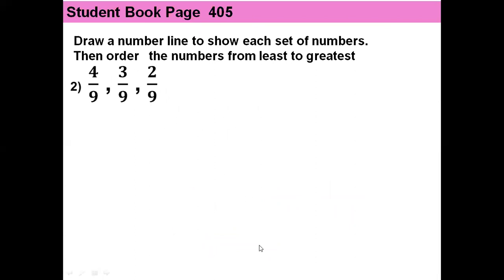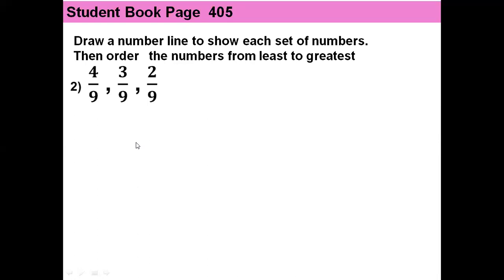Okay, now I want one of you to discuss with me question 2, page 405. I'm going to unmute one of you, so please raise your hands so I will know who wants to answer with me the first question. I'm going to help you. Raise your hands. Okay, Aus? Yes, you may start. Read the question, please. Draw a number line to show each set of numbers, then order the numbers from least to greatest. Okay, good job.